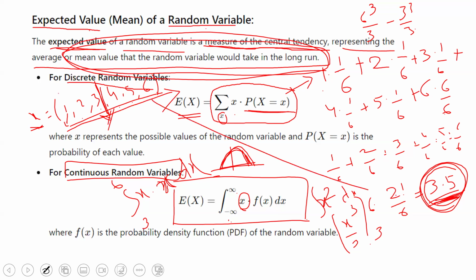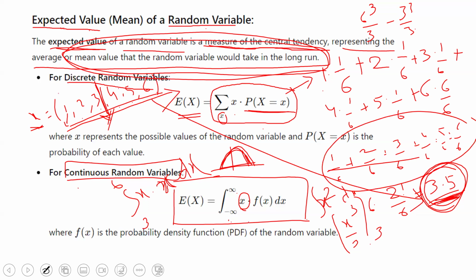Is it not the same? Yes, it's the same, right? So we have done the same calculation here. So both are the same. Expected value is nothing but the mean. For the discrete case, this is the formula, and for the continuous case, this is the formula. In the long run, what is the value that the random variable would take is what the expected value will represent.